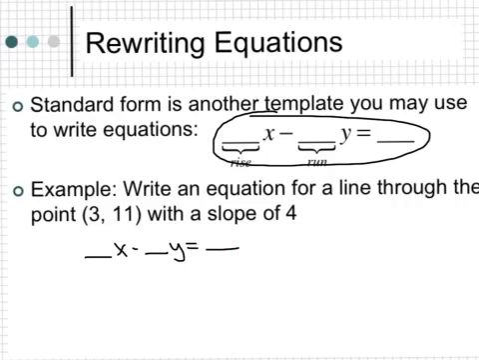First, the rise and the run. So the way we get rise and run is by figuring out what the slope is. And thankfully, they told us the slope. Slope is 4.